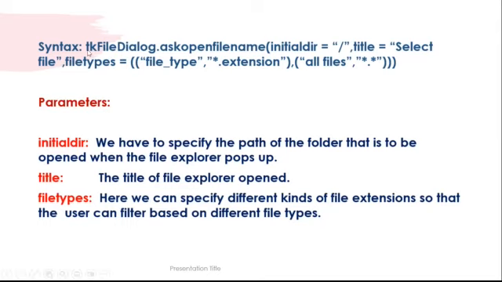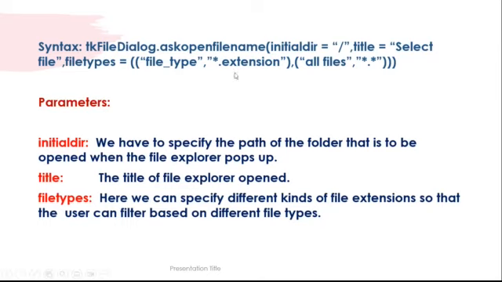If you want to execute the project, you should know the syntax: tk filedialog dot askopenfilename of initialdir. Then you can give title as Select a File, then filetypes equal to the file types, with extensions. It may be a text file, an image, a PPT or anything. Then all files, comma, asterisk symbol, and so on.